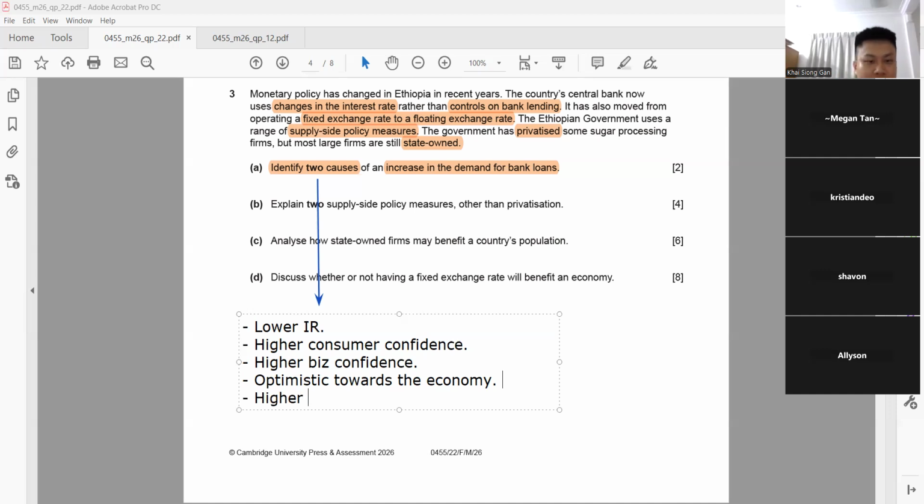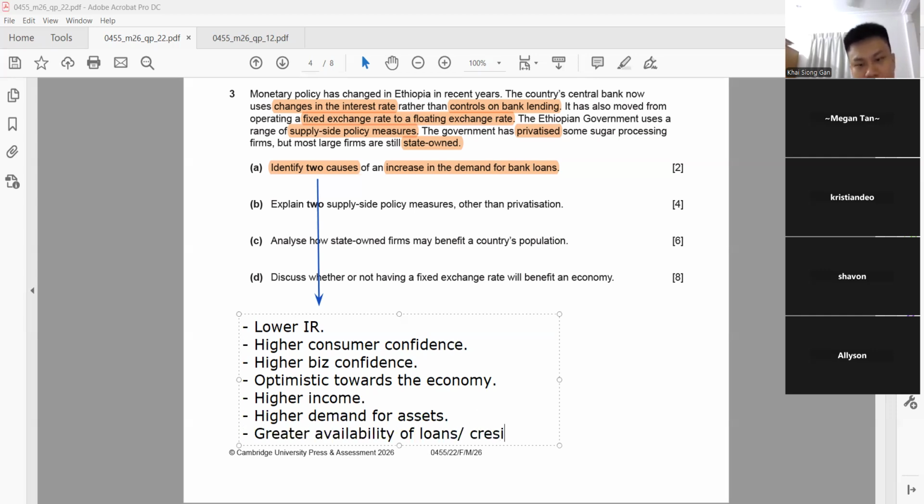Or you say higher income, higher income. So higher income, so they will want to demand higher bank loans because they can get more loans. Or like Cindy, yours, higher demand for assets. You write like this, that sounds better. Higher demand for assets or greater availability of loans or credits. So these are the answers.